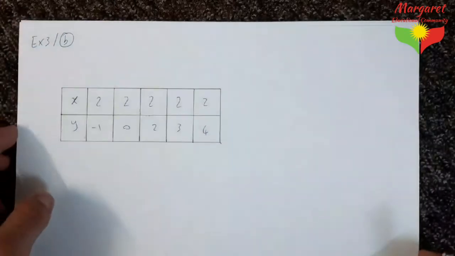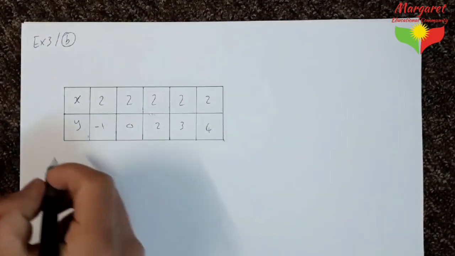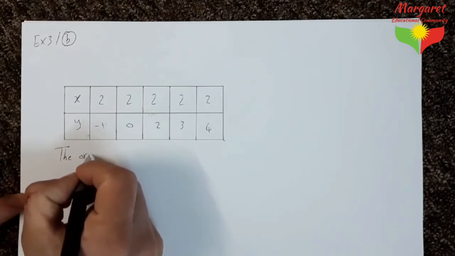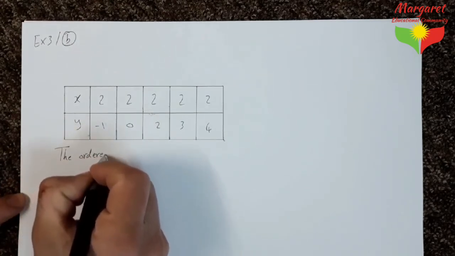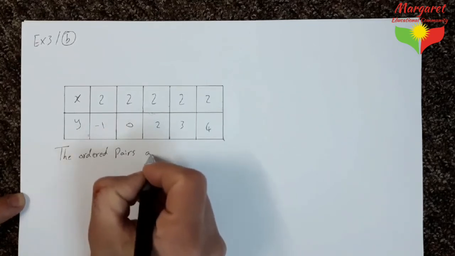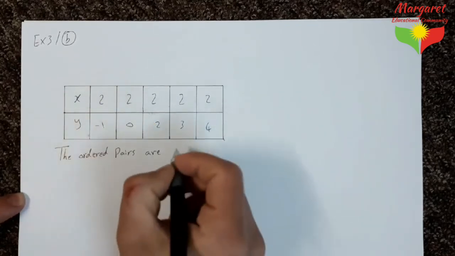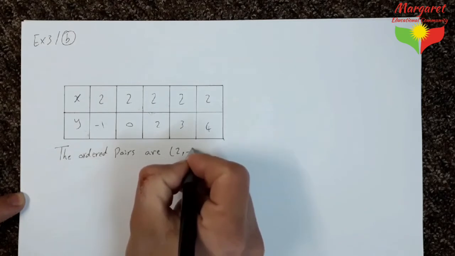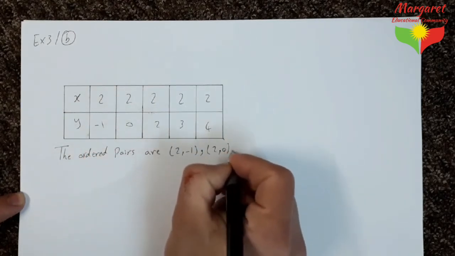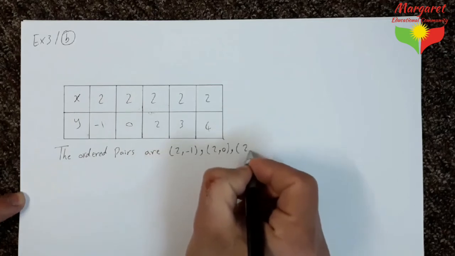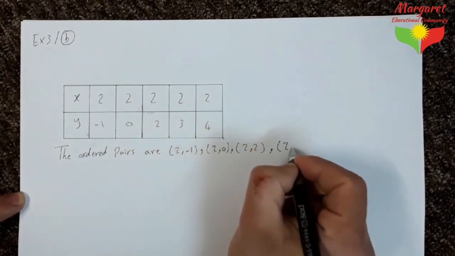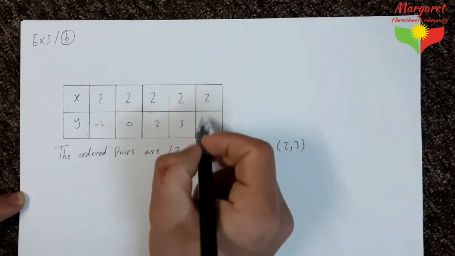Example 3, part B. The ordered pairs are 2, -1 and 2, 0 and 2, 2 and 2, 3 and 2, 4.